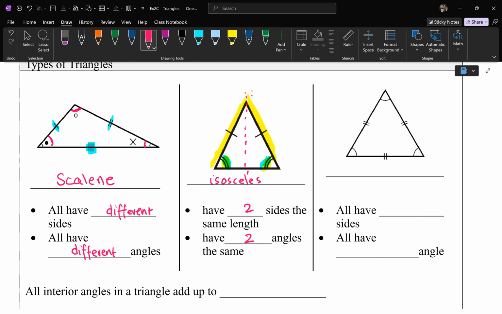Last type of triangle, well, there's actually many more. There's the right angle and all that, but these are your 3 key properties that you can note. What's the last one called? If they all have 2 dashes, means that all sides are the same, and they all have 1 curvature on every corner, so it means all angles are the same as well. So all have equal sides and all have equal angles.